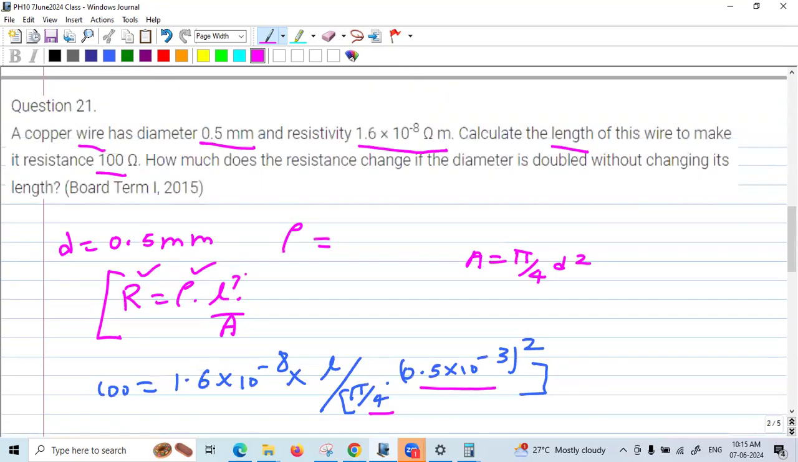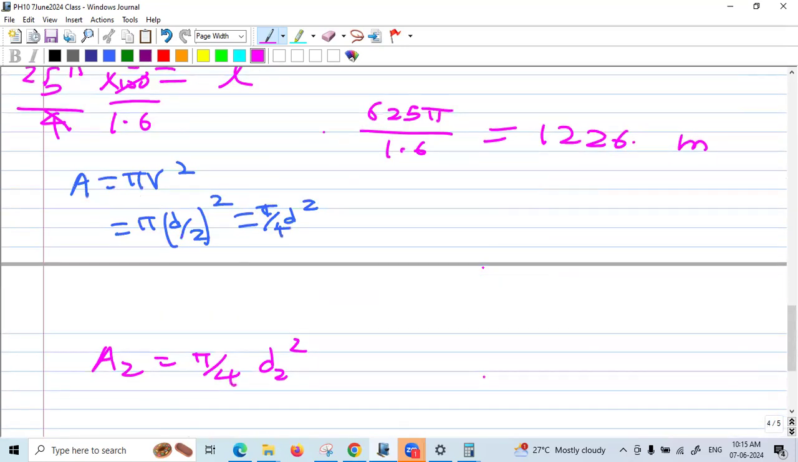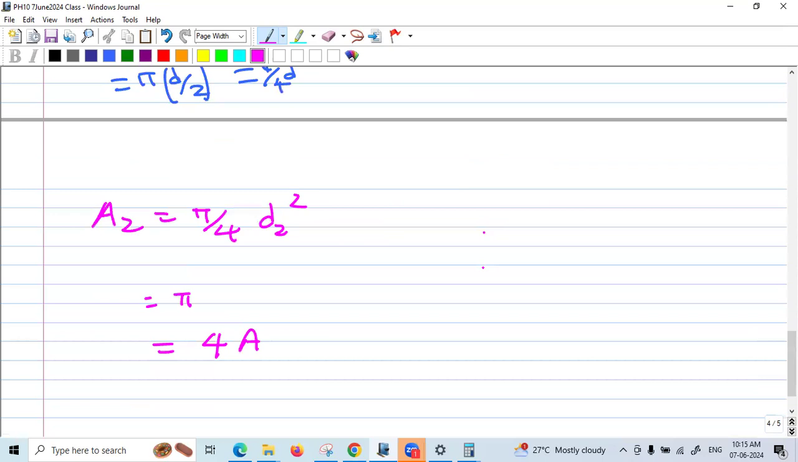Length is not changed, diameter is doubled. Okay, so resistance becomes... when the area is increased, resistance will decrease. R equal to rho into L by A. So all the things are fixed, only the area is going up by 4 times. Okay, so resistance will go down by 4 times.